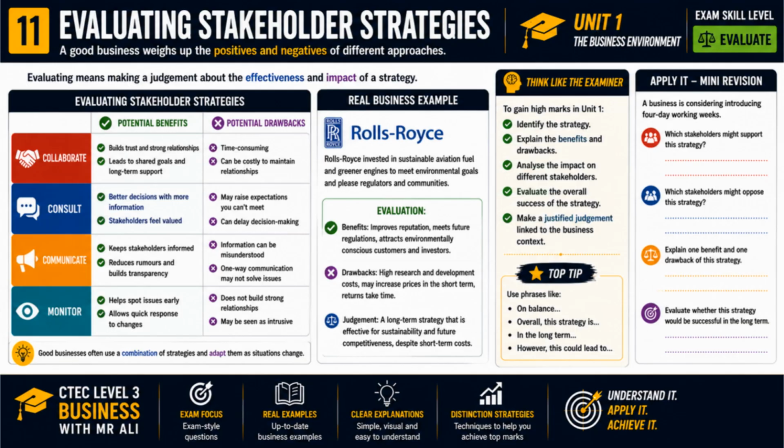Consult: better decisions with more information. Stakeholders feel valued, but may raise expectations you can't meet, and can delay decision making. Communicate: keep stakeholders informed, reduce rumors, and builds transparency. Information can be misunderstood, however, sometimes, and one-way communication may not solve issues. If you're just talking all the time to them, giving them information rather than listening and understanding and acting on it, it won't really help you, even though you are communicating.